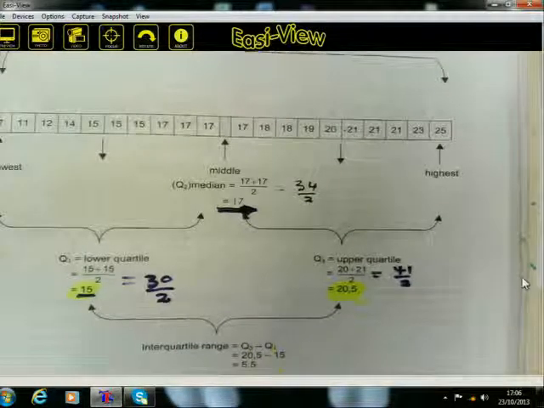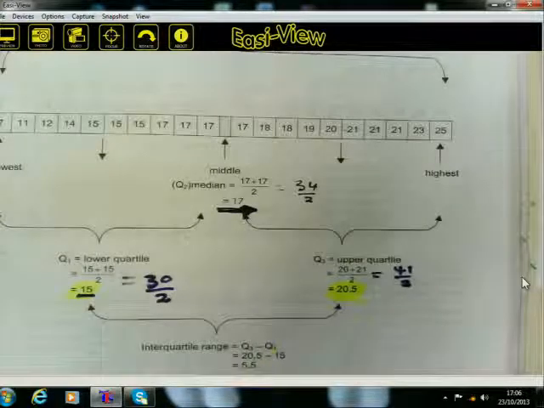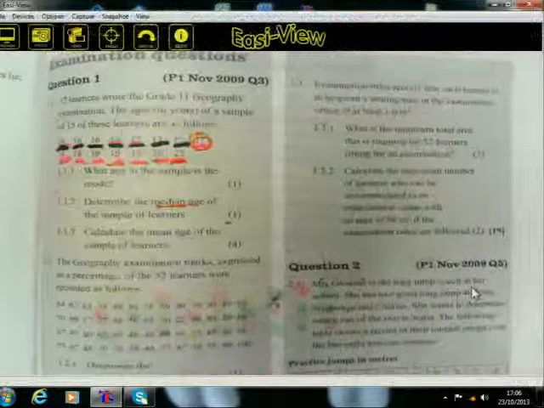Now, let's check how they asked it in the exam. I will start with the frequency table. Let's check how they asked it from the exam. It's the same paper, Paper 1 from November 2009. It was also in question 3.